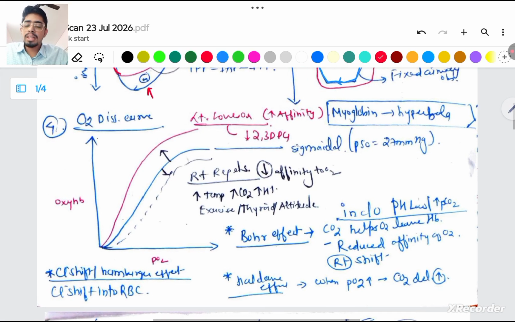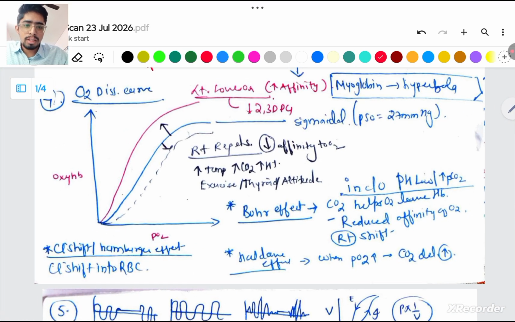Now the oxygen dissociation curve is one of the most important points. In the oxygen dissociation curve, we need to remember the left shift, the right shift. What about the myoglobin changes, Bohr effect, Haldane effect, chloride shift, or the Hamburger phenomenon? Let's look at this very quickly.